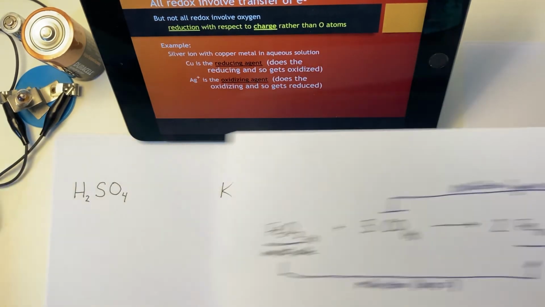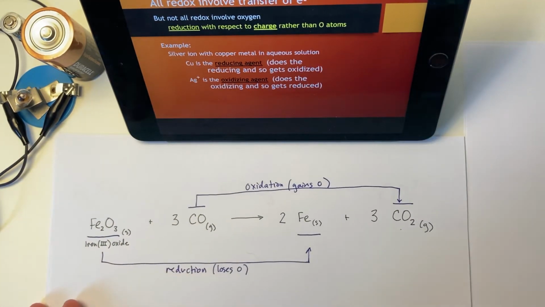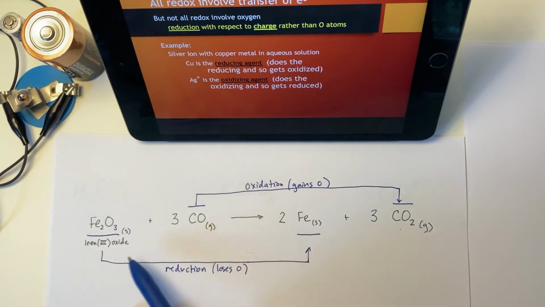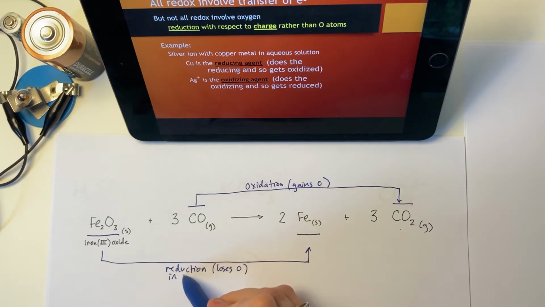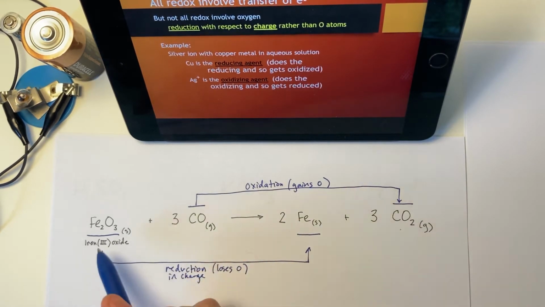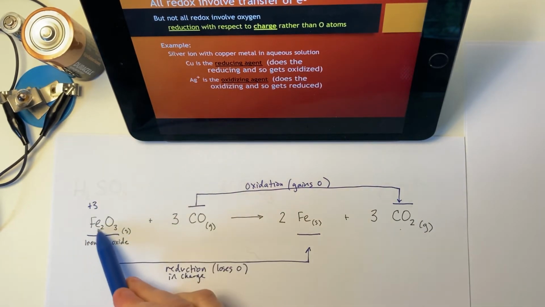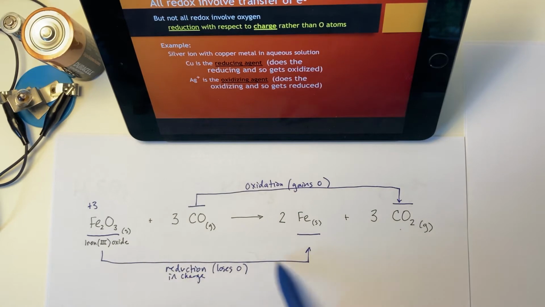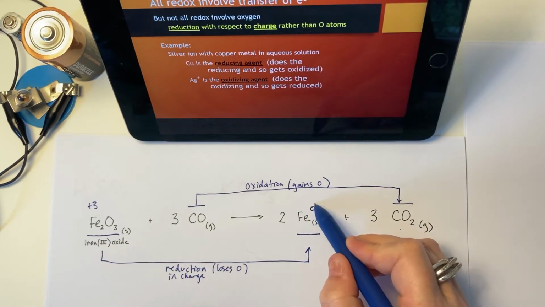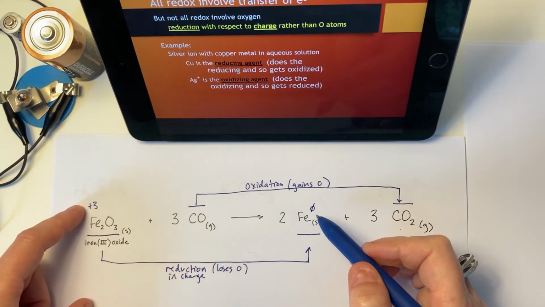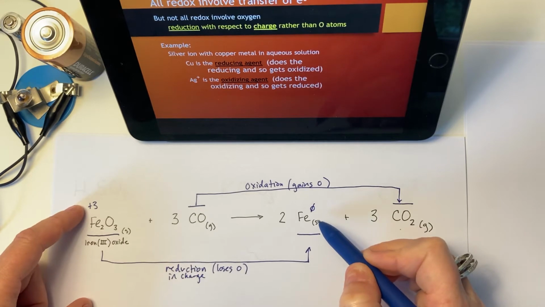So let's go back to the original example. Do we have a transfer of electrons? Let's look at the reduction. We should see a reduction in charge. All right, so this is an ionic compound, iron(III) oxide. We know that that metal there has a +3 charge. Each of those irons has a +3 charge. Here, no charge at all. There's our reduction in charge from a +3 down to a 0.